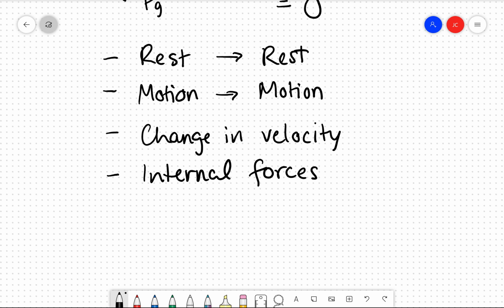So that's pretty much it for Newton's first law. Remember that it's basically saying that as long as there is no imbalance of forces on an object, that object will just keep doing what it's doing. If it's at rest, it'll stay at rest. If it's in motion, it will stay in motion.